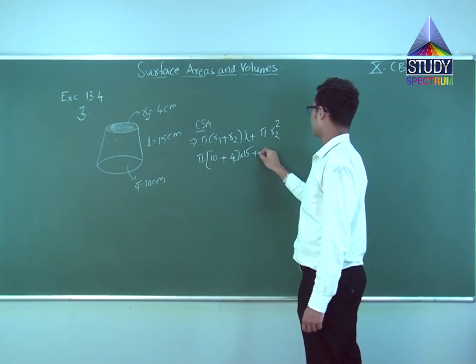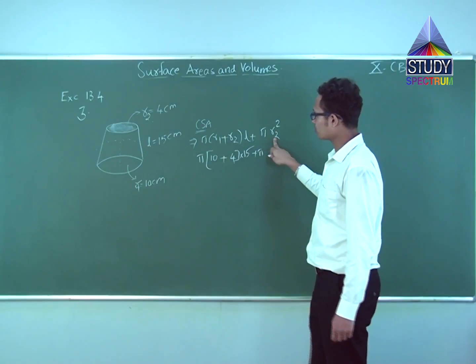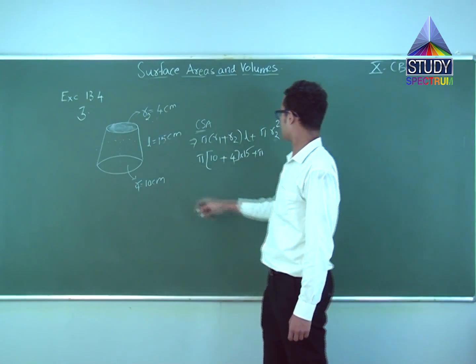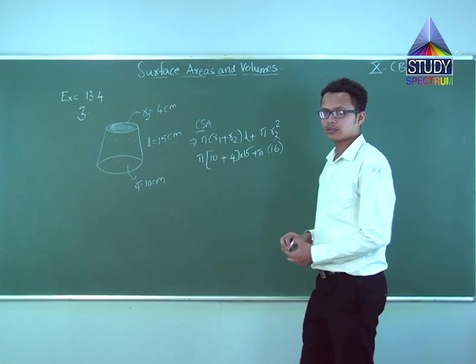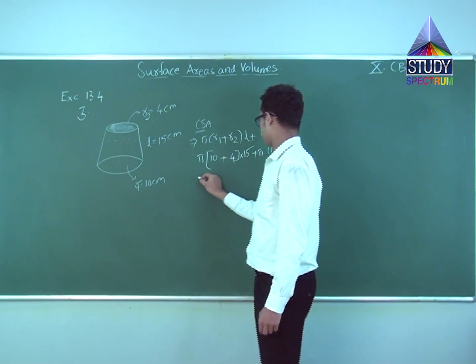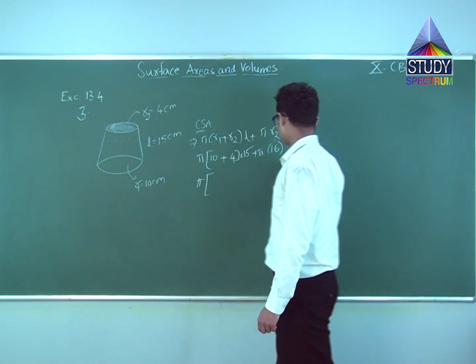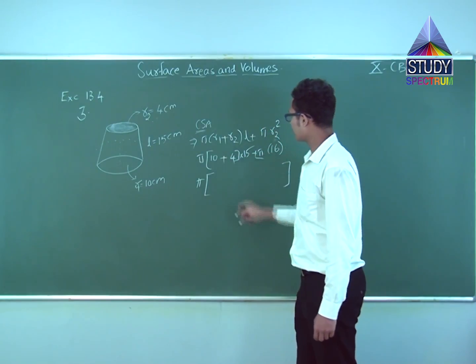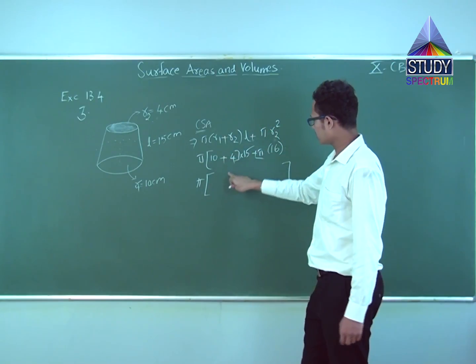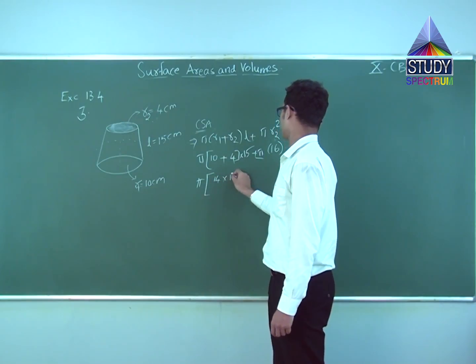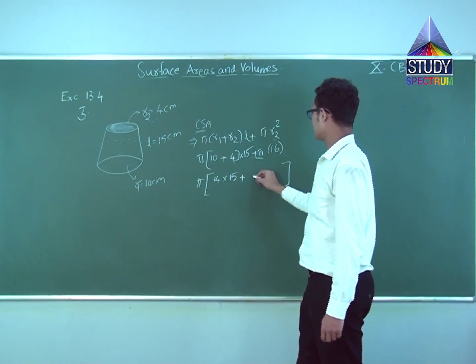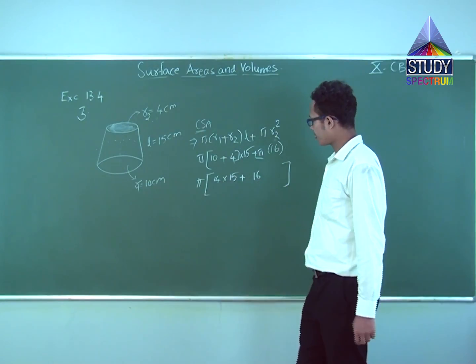Plus pi into R2 square, which is 4 square into 60. Pi I am taking common from both the terms. So 10 plus 4 is 14. 14 into 15 plus 16.